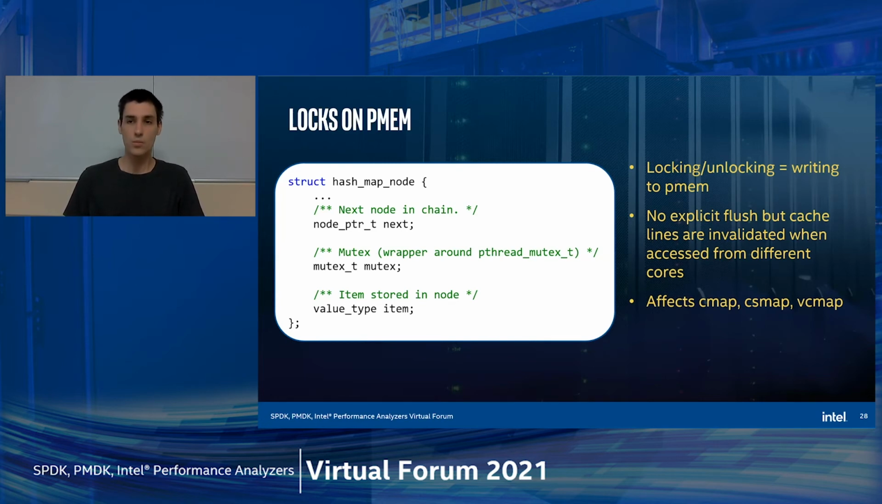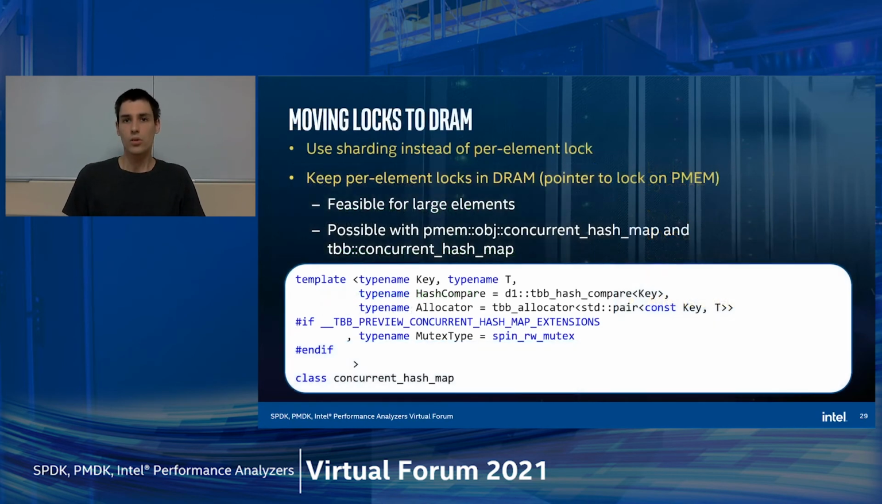We have this problem in CMAP, CSMAP, and VCMAP engines. VCMAP is a volatile version of concurrent hashmap, which uses PMEM. A natural solution would be to move locks to DRAM. In general, we see two options which are feasible for pmemkv. One is to avoid using per element locks and just use sharding instead. We can partition the database into multiple single-threaded containers, each protected by a read-write lock. This usually works well in practice, but only for unsorted engines. I will show an example of such engine in a few slides.